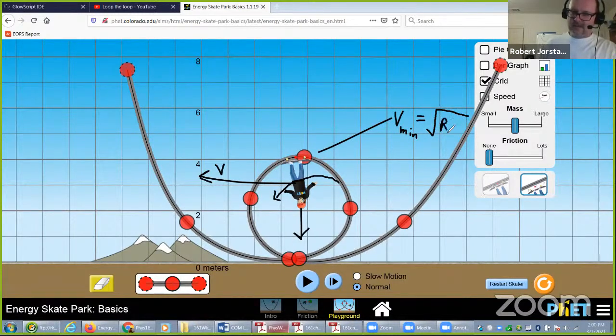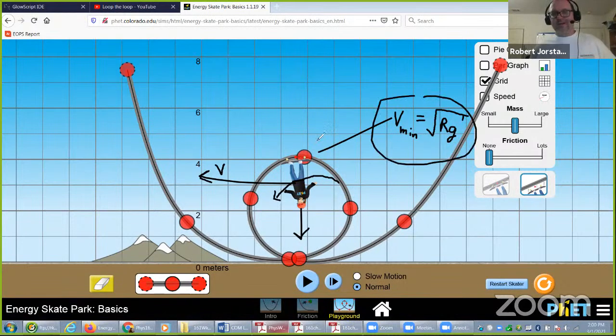Well, I'll tell you. We did this in chapter 6. Do you remember there was a square root of RG to get through? Like if you're swinging the bucket of water, right? I don't know if you remember this one. When you swing the bucket of water, the minimum speed to get through the loop at the top was square root of RG.